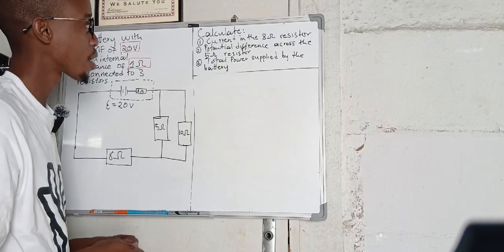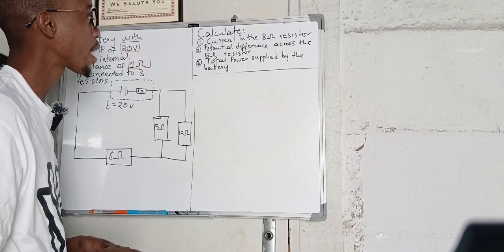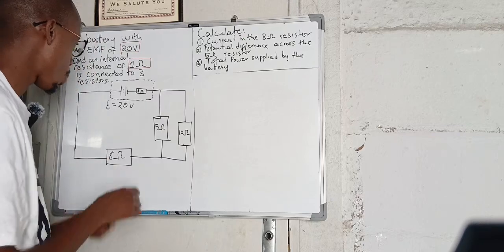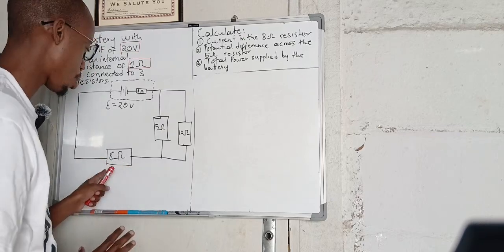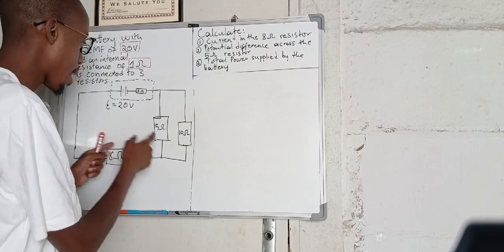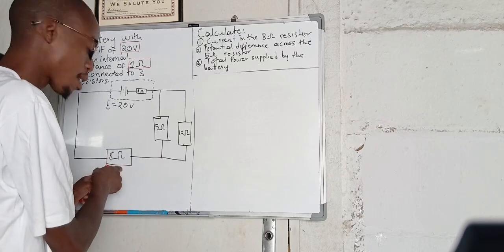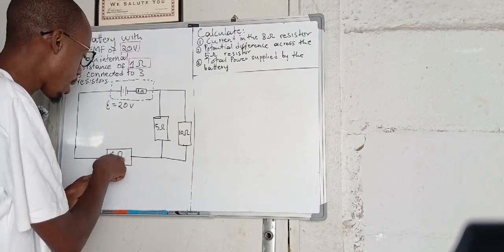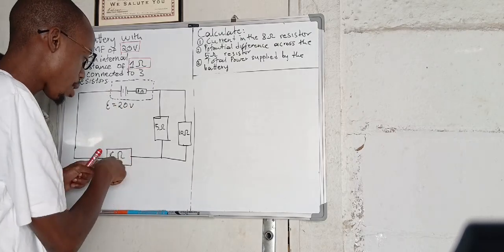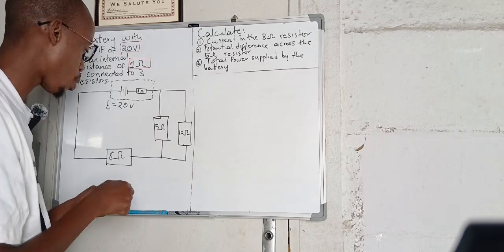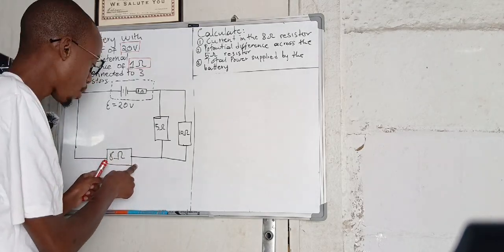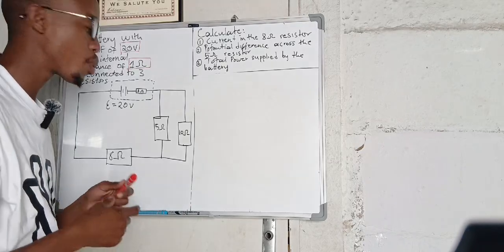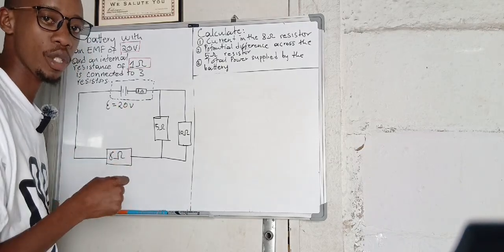Now let's read what the question is asking. Calculate the current in the 8 ohm resistor. The 8 ohm resistor is this one. If we calculate the current here, we need to pay attention to this particular statement. The circuit has a parallel connection here, and this resistor is there alone, so this resistor is basically in series. So the current in this 8 ohm resistor is the total current in the whole circuit. So we can use the formula of EMF to calculate that particular current.